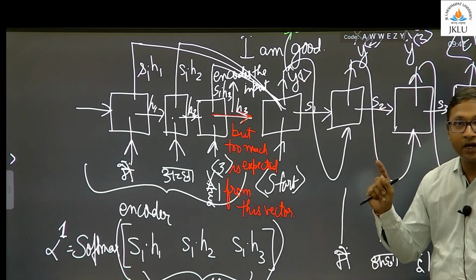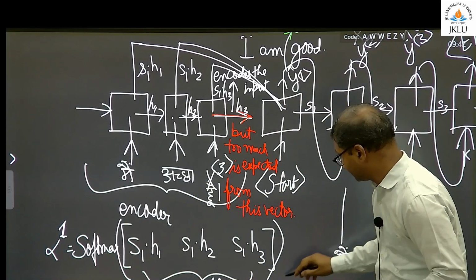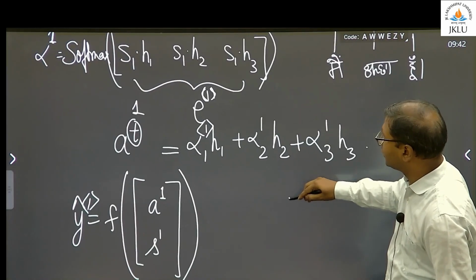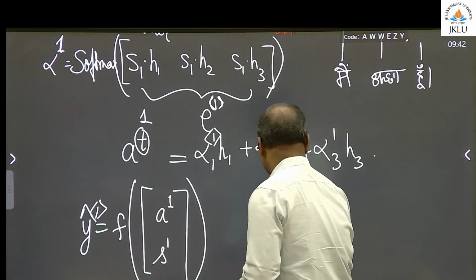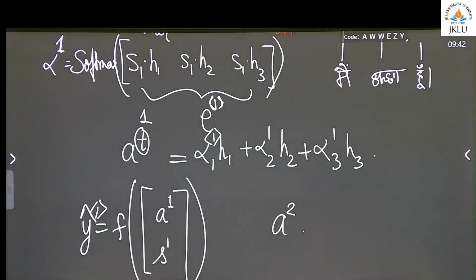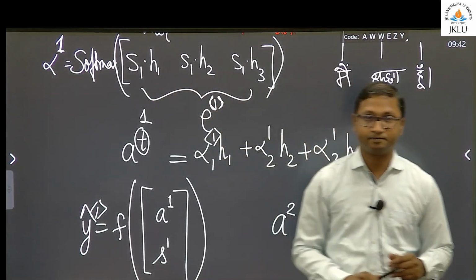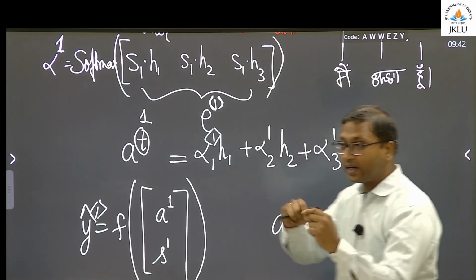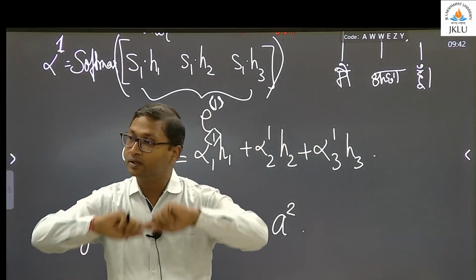Now tell me what will be A2. This screen is in front of you and you have to tell me what is A2. How will you compute H2, A2? Look at this. What was the rationale behind attention? Take opinion of everybody in the encoder before you generate output at this timestamp of the decoder.